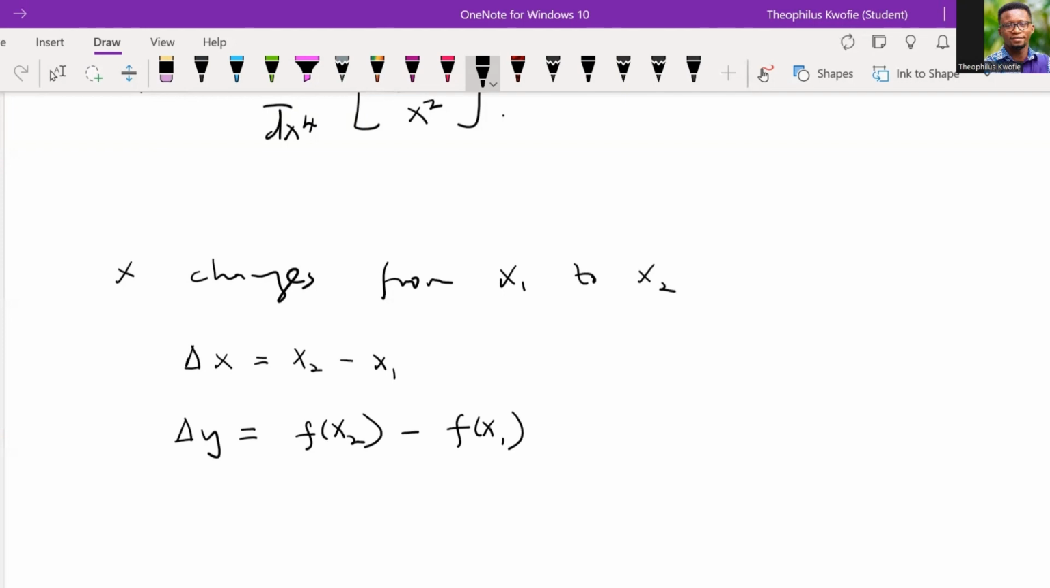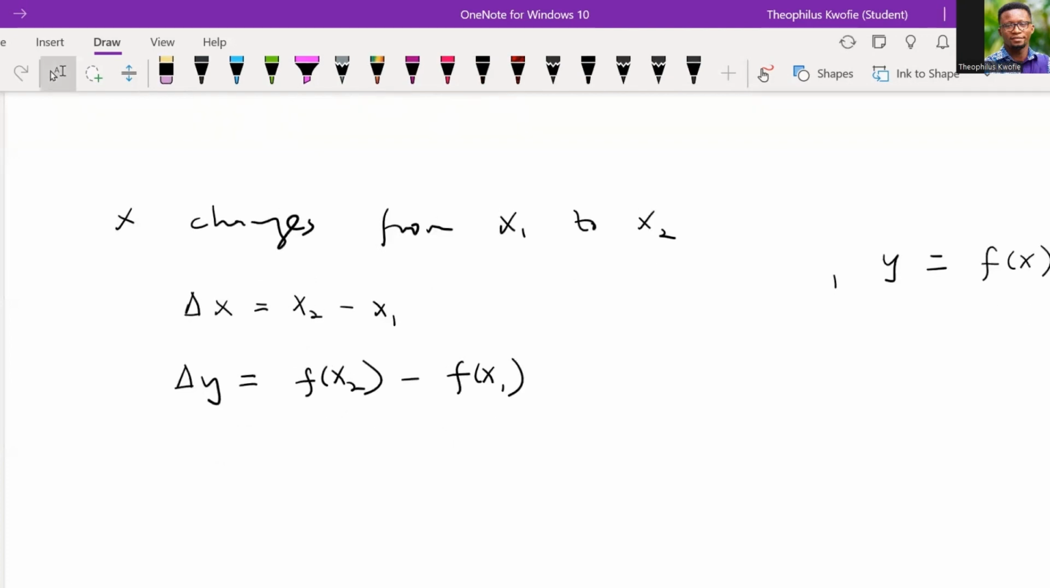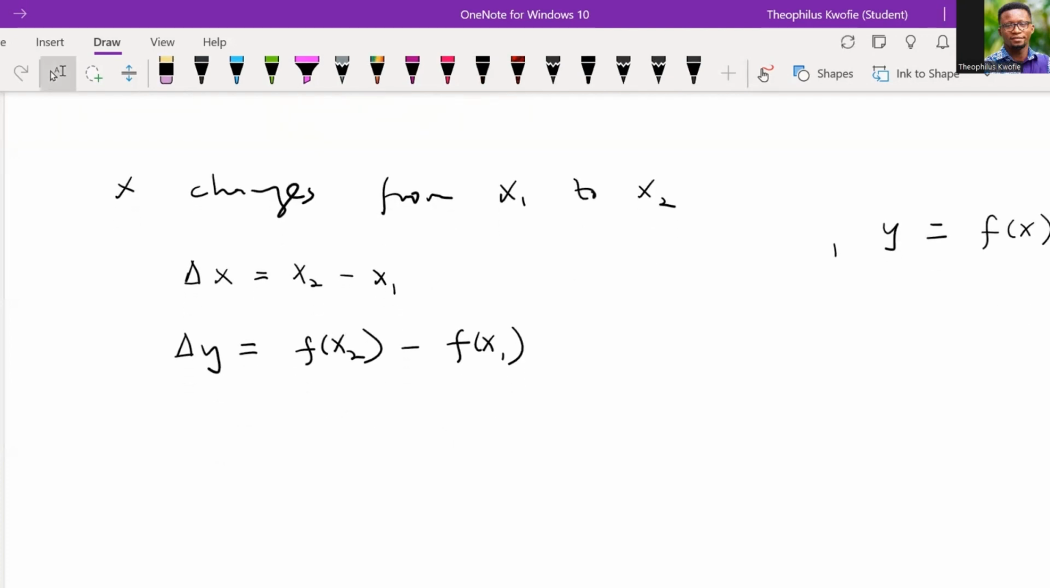Suppose that y is equal to f of x, and x is changing from x1 to x2. Then the change in x would just be x2 minus x1, and its corresponding change in y would just be f of x2 minus f of x1. Is that okay? Then we went further to say that the difference quotient would then be what?